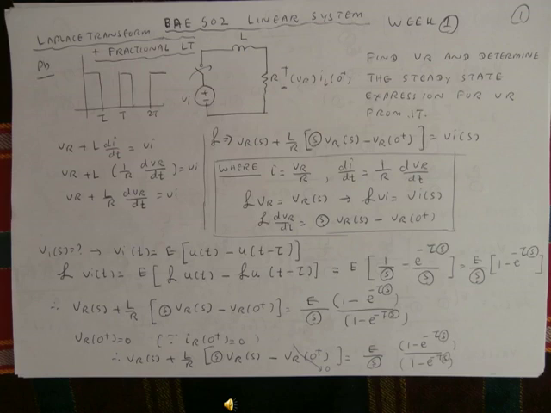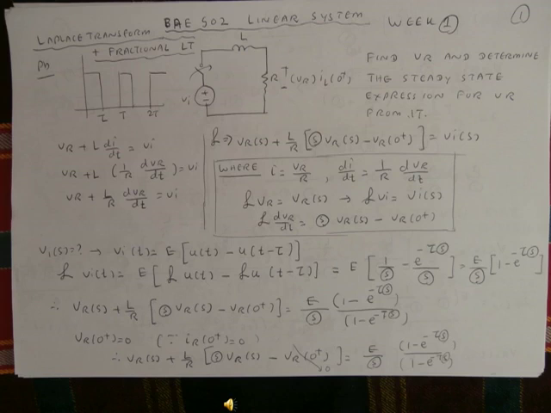The current flows through this resistor and inductor, so the voltage across the resistor is VR. The initial current value is IL(0+). So find VR and determine the steady state expression for VR from it.